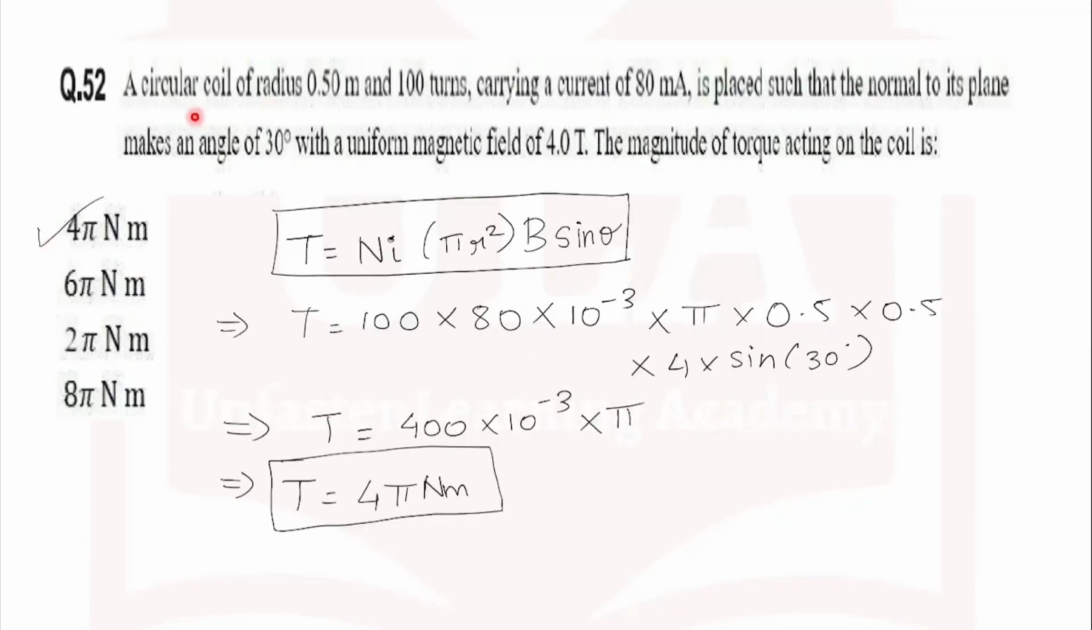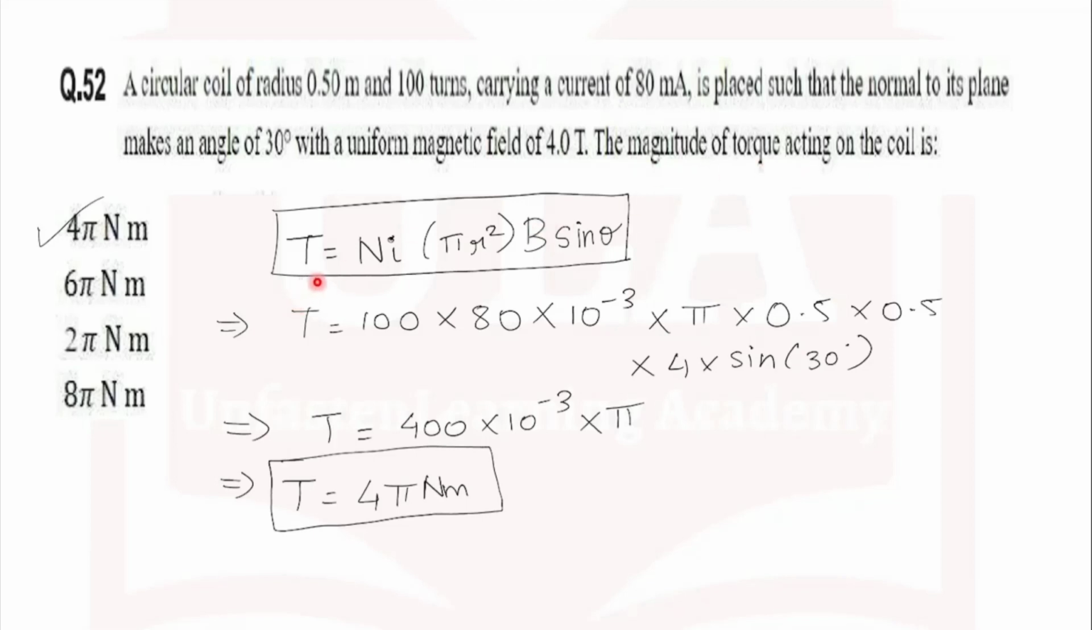Next question is, a circular coil of radius 0.5 meter and 100 turns carrying a current of 80 milliamperes is placed such that the normal to its plane makes an angle of 30 degree with a uniform magnetic field of 4 Tesla. The magnitude of torque acting on the coil is.